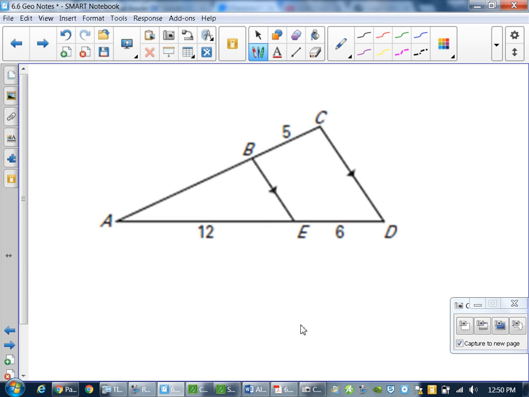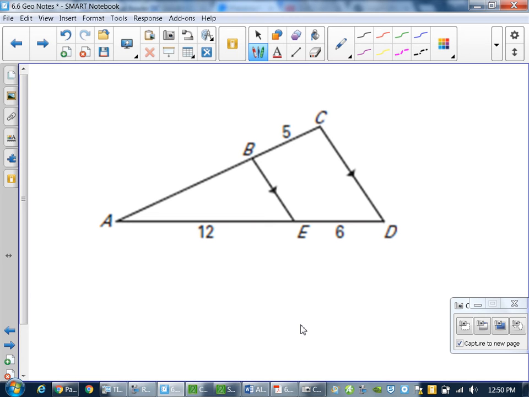If I look at that, I've got a triangle. I've got a line, a segment that's inside the triangle that's parallel to another side. Now, depending upon which way I tilt, I have a missing side length on one of the parts of the triangle. So that missing side length is that segment AB.